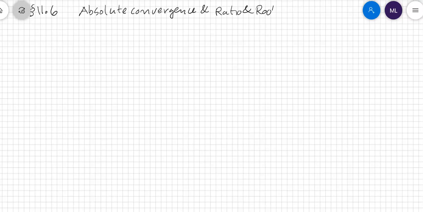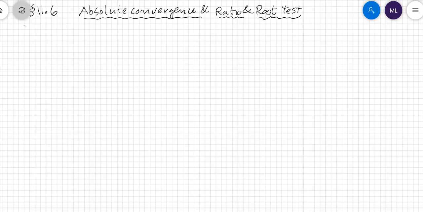Hey guys, we have 11.6 here. It's absolute convergence, and ratio and root test. Okay, so three things: absolute convergence, ratio, root test.